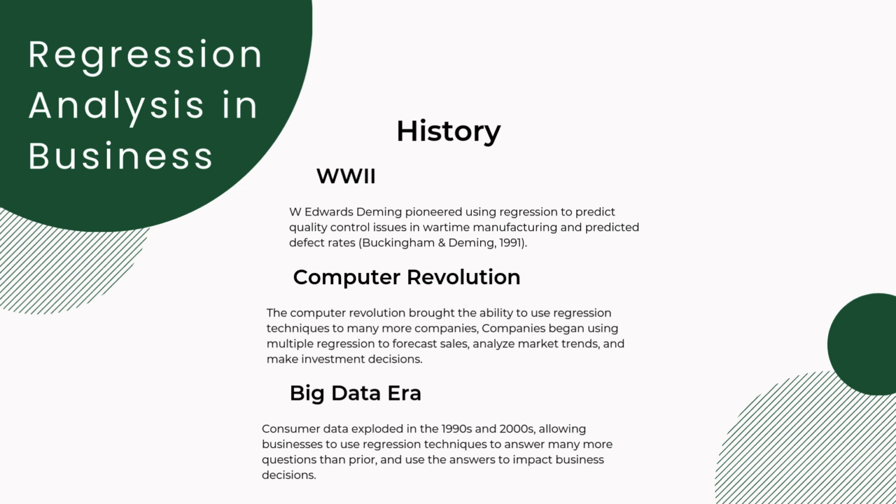The computer revolution of the 1960s and 1980s brought a lot more computing power, helping more organizations to be able to utilize these regression techniques, as opposed to having to do them primarily by hand, which is what Deming was doing. And in the 1990s, 2000s, and on to today, big data has exploded, allowing businesses to apply regression techniques to answer more and more complex questions, and then use the answers that they get from those questions in order to have some strategic decision making.